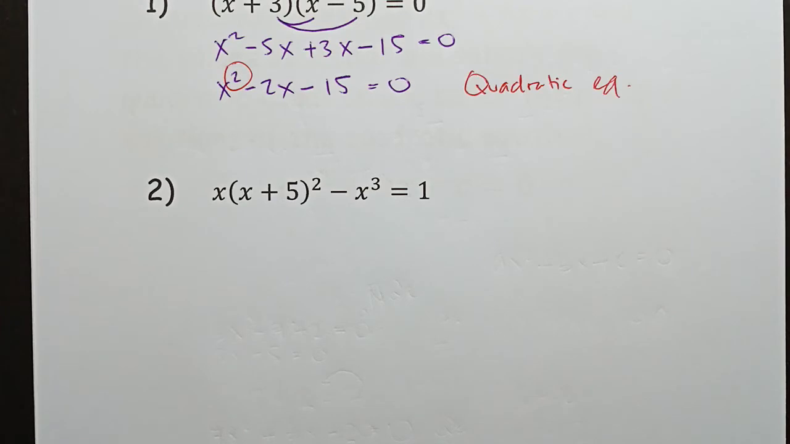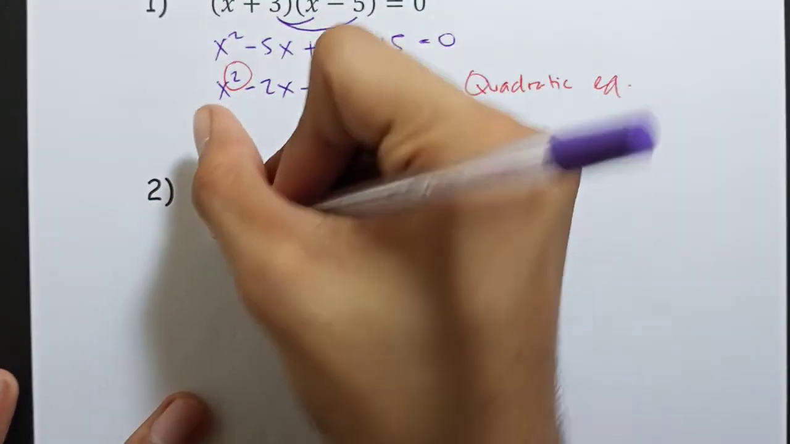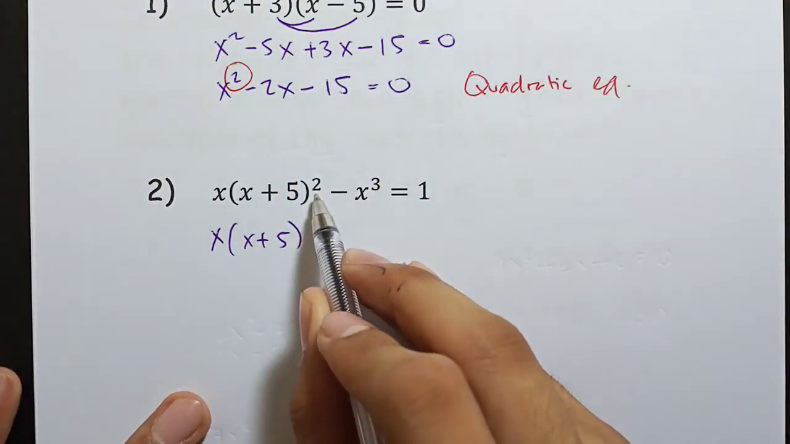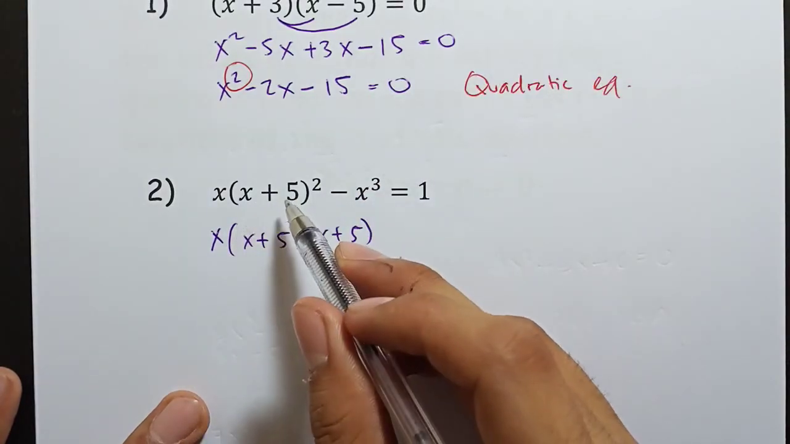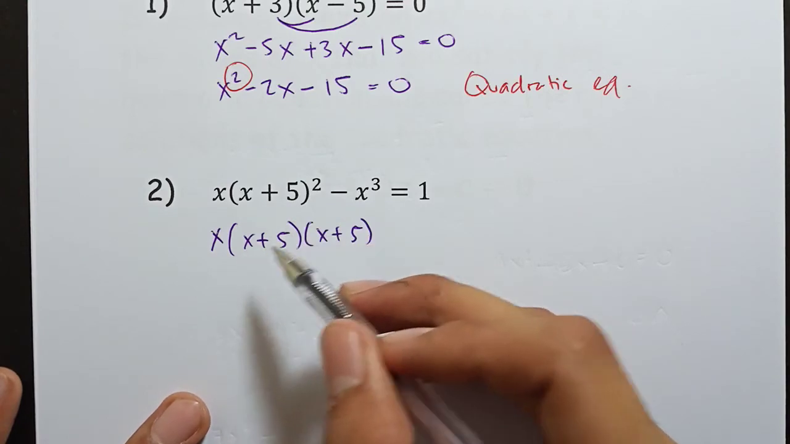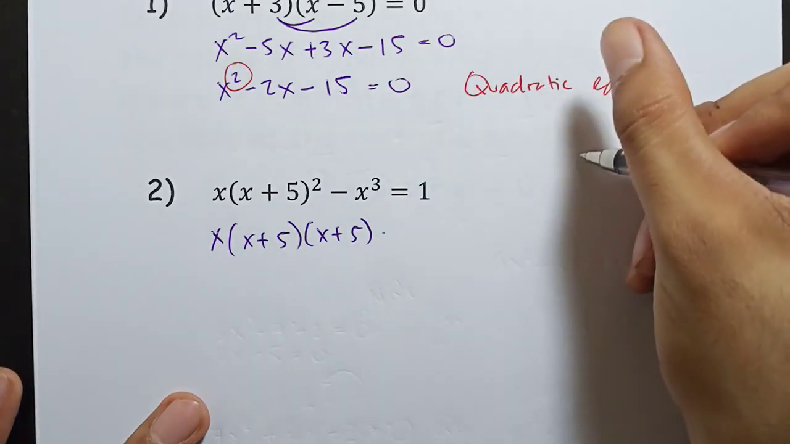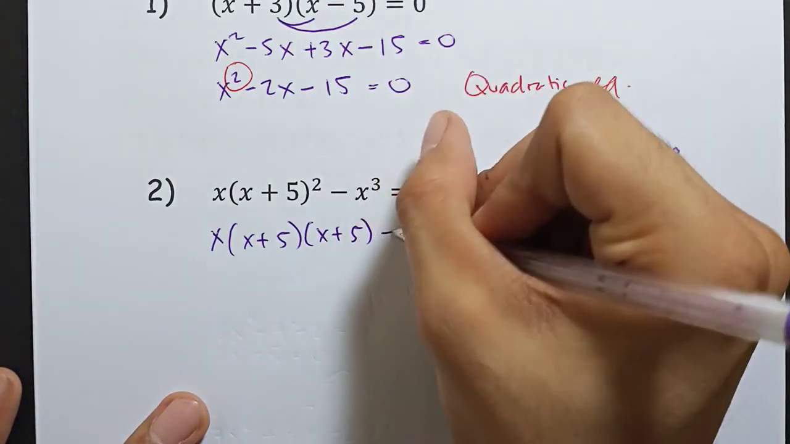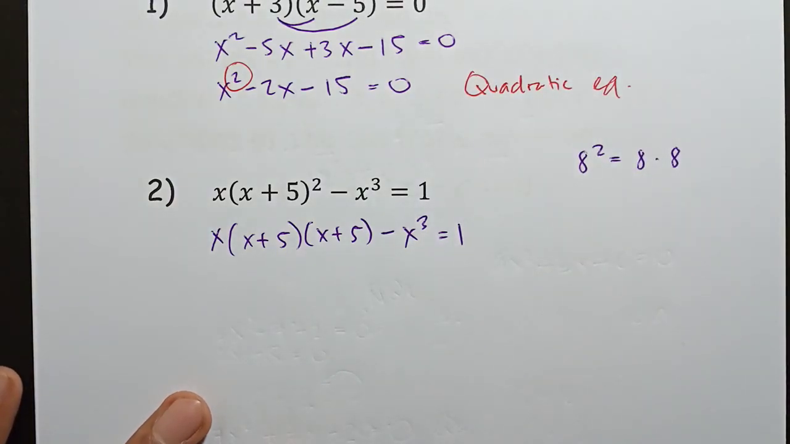Number 2. So, ganun ulit. Quadratic ba siya? Hindi. Expand lang natin. So, ito, x times the quantity of x plus 5 squared, minus x cubed equals 1. So, we can expand it. Ganito yung tsura niya. The quantity of x plus 5 squared is equal to x plus 5 times x plus 5. Tama? Para siyang 8 squared. 8 squared equals 8 times 8. Ganon din ginawa dito kung hindi nyo alam.